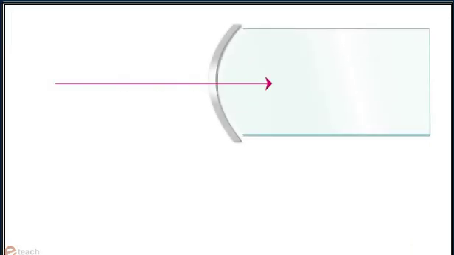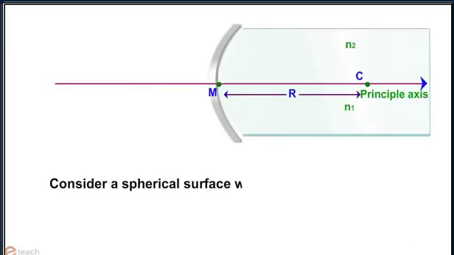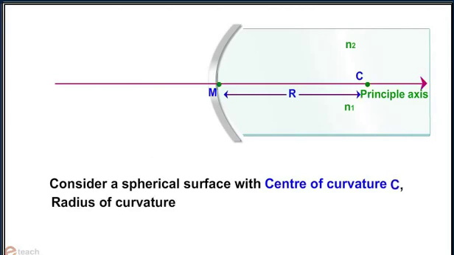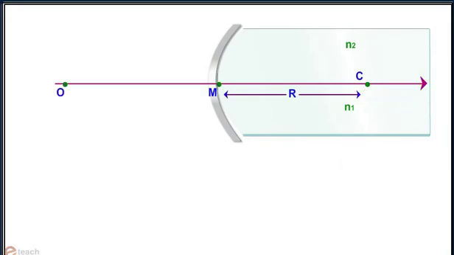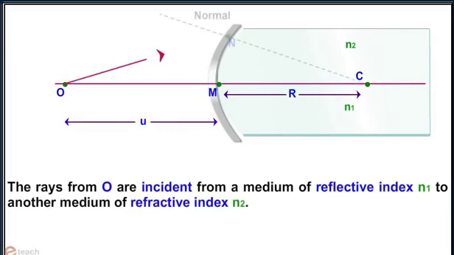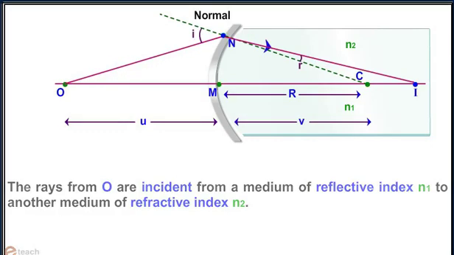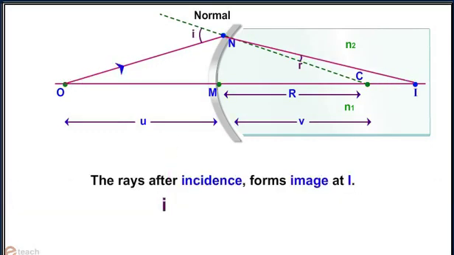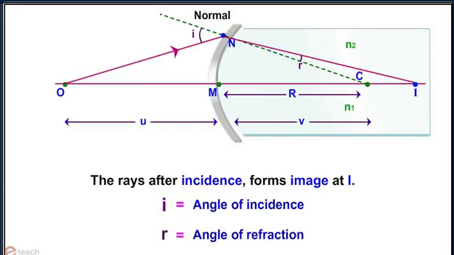Consider a spherical surface with center of curvature C, radius of curvature R, and refractive index N2. The rays from O are incident from a medium of refractive index N1 to another medium of refractive index N2. The rays after refraction form an image at I, where i is the angle of incidence and r is the angle of refraction.